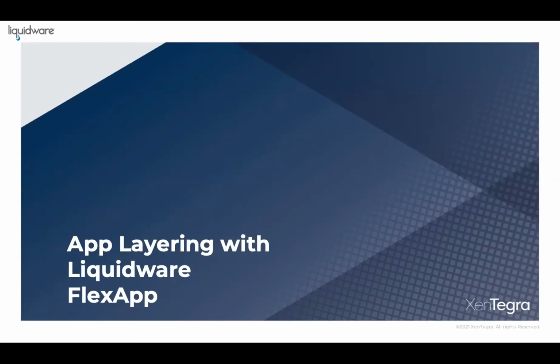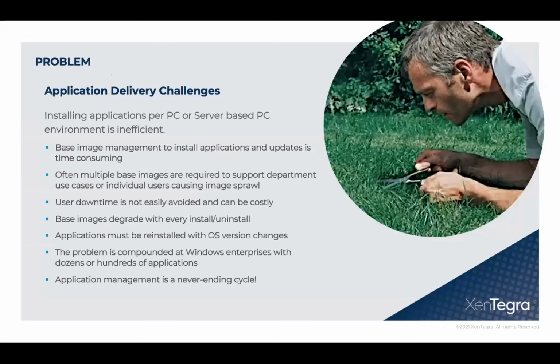So now that I got all that out of the way, let's talk about app layering. Specifically, we're going to be talking about Liquidware FlexApp. I know that there is a reason that most of you came to this workshop today, most likely because you're having issues with application delivery or image management. Some of you said you were using App Volumes today. Maybe you're using Citrix app layering. Maybe you don't have any solution in place, and that's really a different topic.